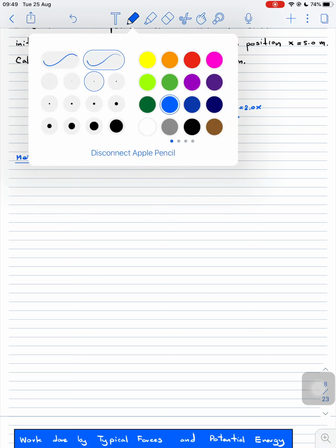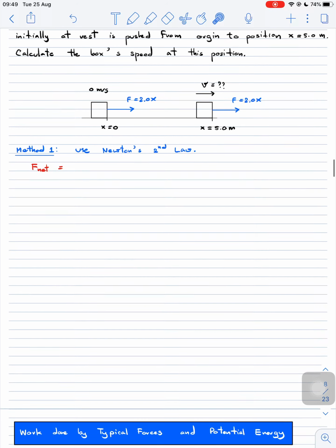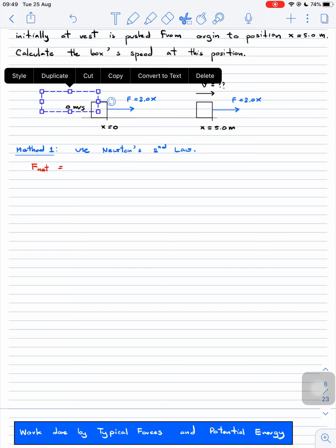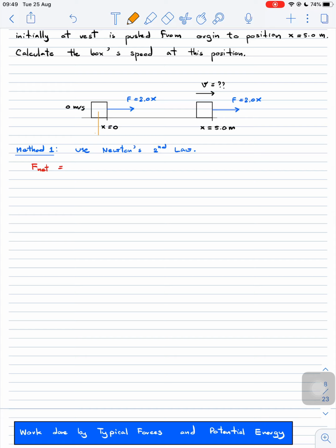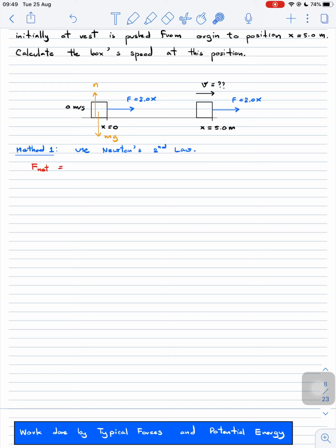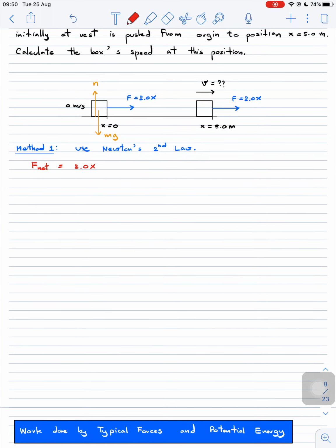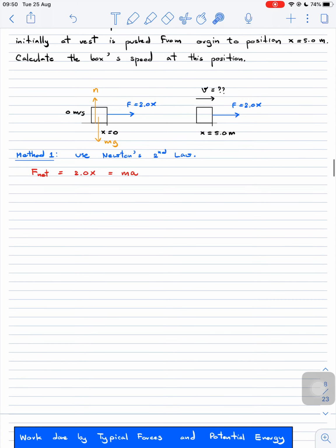First of all, let's try to find the net force. What forces do we have in this case? We have mg, the weight, and then we have the normal force. You can see that the normal force and the weight just cancel out. It means that the only force we have is this one, so this will be the resultant force. We have net force equal to 2.0x, which is just equal to m times the acceleration. Now we just want to find the velocity v.